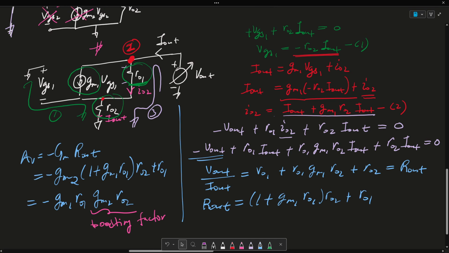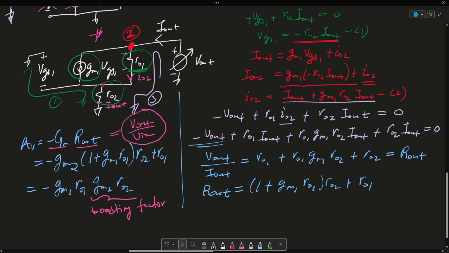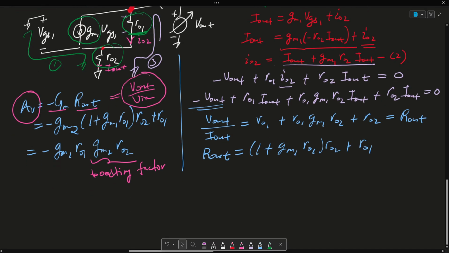And again, you can solve this circuit by doing Vout over Vin, but it will be a little bit harder, and it might be a lot more steps than simply finding the Gm and the R out. Okay, so this concludes finding the AV gain of the Cascode amplifier.